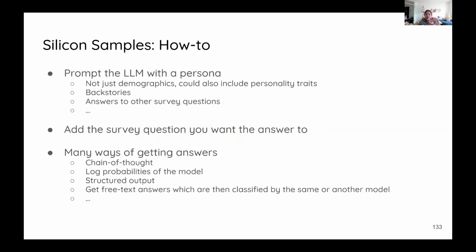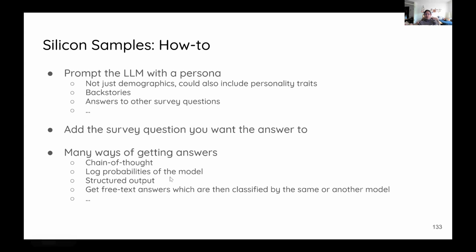So in terms of concrete how-to about how to execute these silicon samples, the way that we do this is that we prompt the LLM with a persona. This doesn't just have to be demographics. It could also include personality traits or backstories, answers to other survey questions. Then we add the survey question or whatever task you want the LLM to do. And then the big question is about how to actually get the answers from the LLM. We saw that Mistral kind of had a slightly different way of answering compared to Flan-T5, where it added this question or added this number.